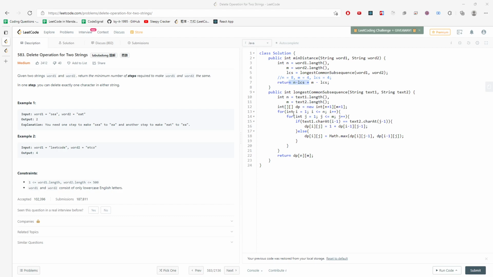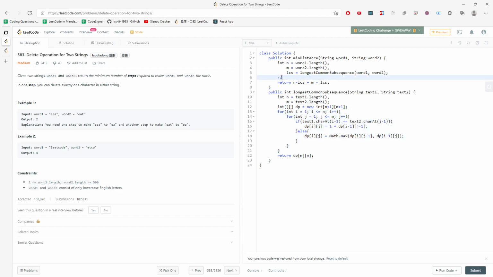So for time and space, this is going to depend on the longest common subsequence, and I know this is O of n times m, right? The space is O of n times m. Time is also the same as well, and this will be the solution.